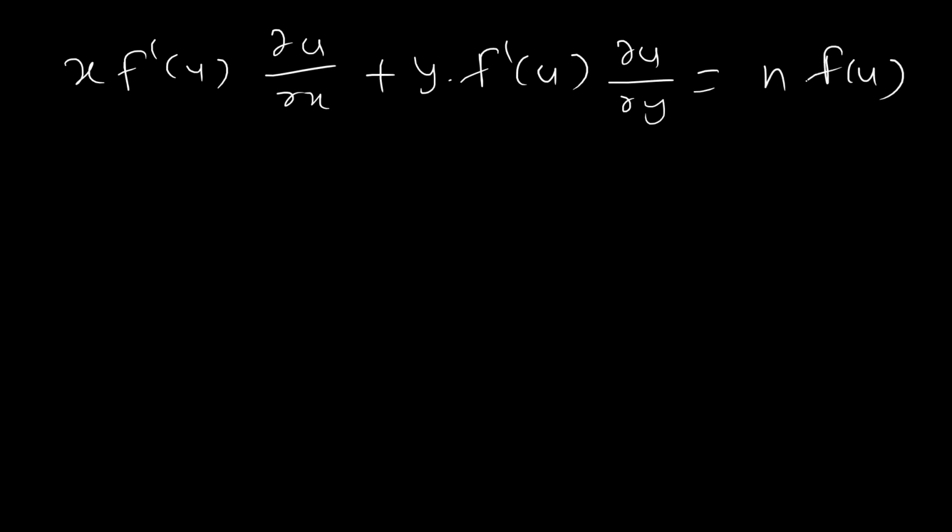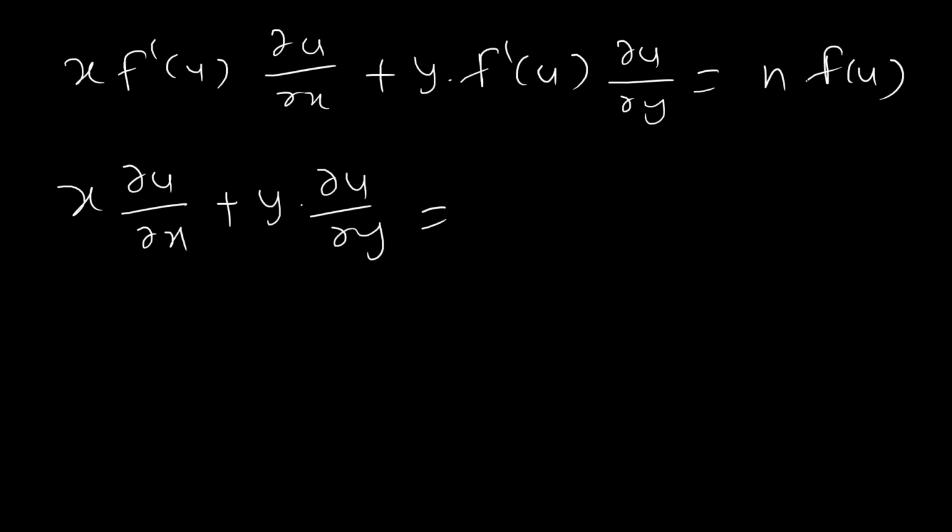So by taking this f dash of u common from both the terms and shifting it to the RHS, we'll get it as x times dou u by dou x plus y times dou u by dou y equals n into f of u upon f dash of u, which is the required statement. Hence the proof.